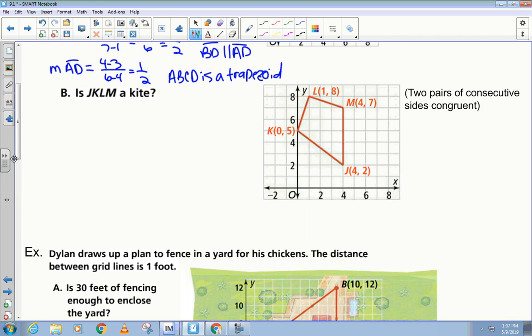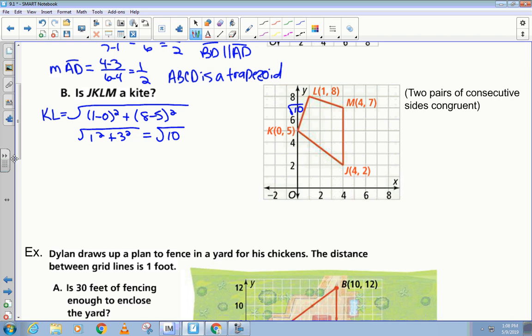Alright. Two pairs of consecutive sides are congruent. So we get to use everybody's favorite formula. We've got to show that we've got two pairs of consecutive sides that are congruent. So we'll just work our way around. KL. Let's see. We'll do 1 minus 0 squared plus 8 minus 5 squared. That gives me 1 squared plus 3 squared equals radical 10. So this right here is radical 10.